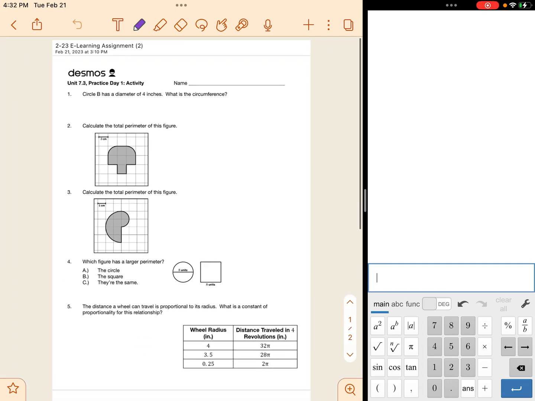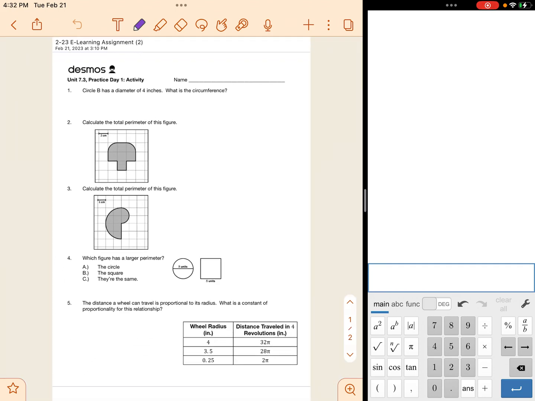So yesterday you should have done the first 5 problems. Today we're going to do the second set of 5 problems. And then you should be ready for your quiz on Friday or whenever we're back in school. Alright, so let's get started.